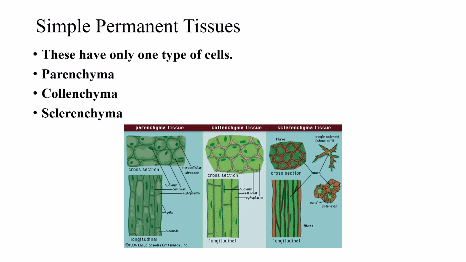Why are they called simple permanent tissue and why complex permanent tissue? Because simple permanent tissue has only one type of cells, and complex permanent tissue has more than one type of cells present. Now let's see its types: collenchyma, parenchyma and sclerenchyma. Here we have cross sections of parenchyma, collenchyma and sclerenchyma and longitudinal sections. Let me give you the information that parenchyma and collenchyma are living tissues, whereas sclerenchyma is a dead tissue, as I have told you earlier.